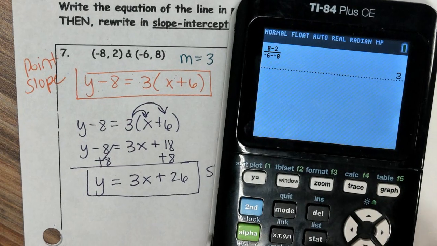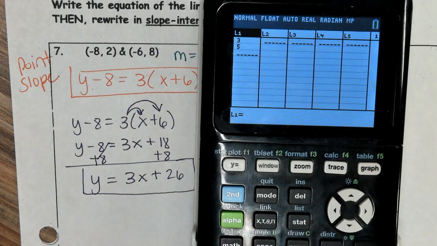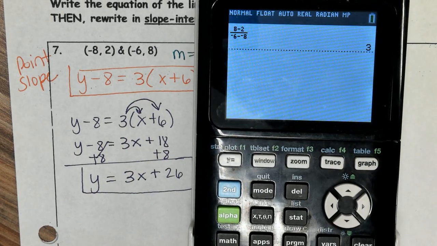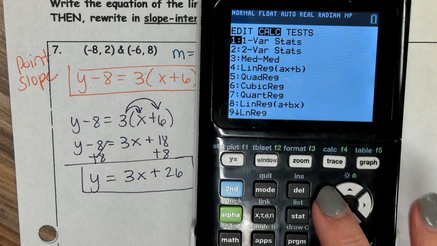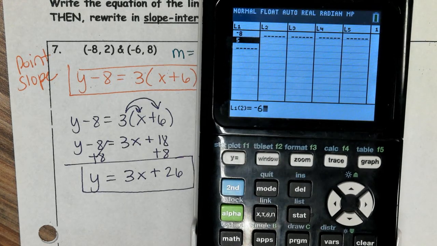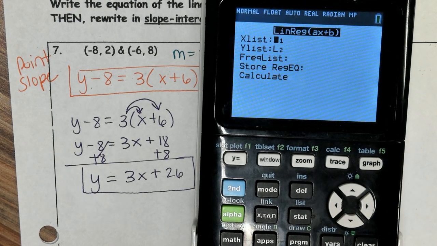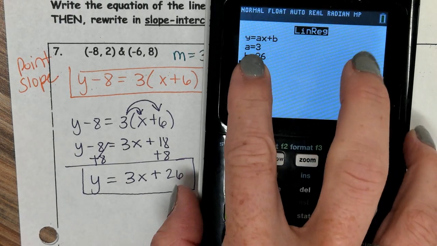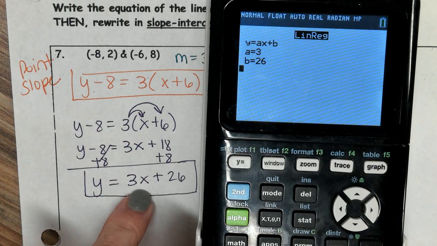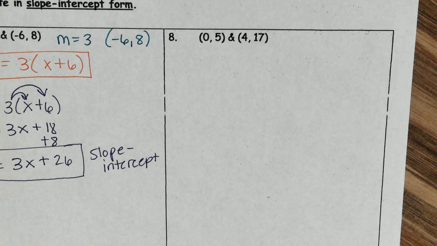Now, can I check my answer for slope-intercept in stat to see if I got it right? So if I go to stat, edit, and I type in negative 8 and negative, oh, what did I just do? Stat, edit. Negative 8 and negative 6, 2 and 8. Stat calc, option 4. Y equals 3x plus 26. Did I get it right? Yes. All right. Let's do one more.